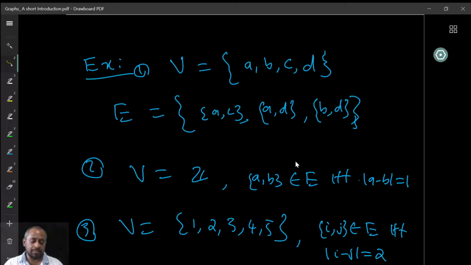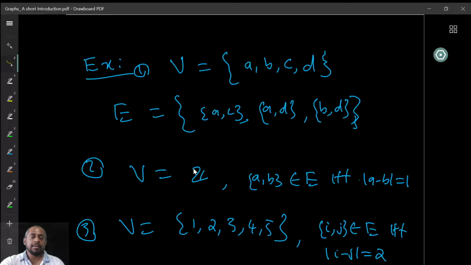Similarly, you have this infinite set Z as your vertices, and two numbers a and b, (a, b), belong to the edge set if and only if their difference is 1. Similarly, let us look at V as the set of numbers from 1 to 5, and two numbers i, j belong to E if and only if their difference is equal to 2. Okay. Now, these are all examples of graphs.